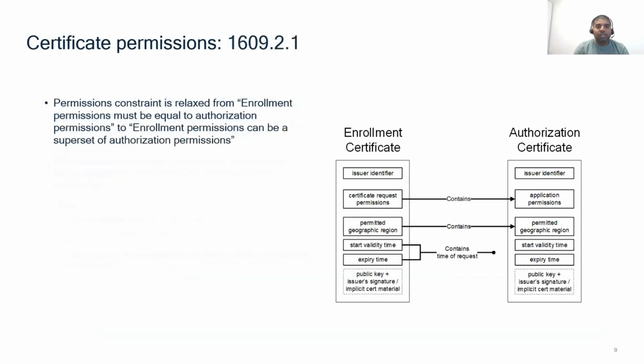So in 1609.2.1, we try to relax those hard-coded permission modeling. In 1609.2.1, the permission constraint is relaxed from enrollment certificate permissions mapping exactly to the authorization certificate permissions. We have this model where enrollment certificate permissions is a superset of the permissions in the authorization certificate permissions.